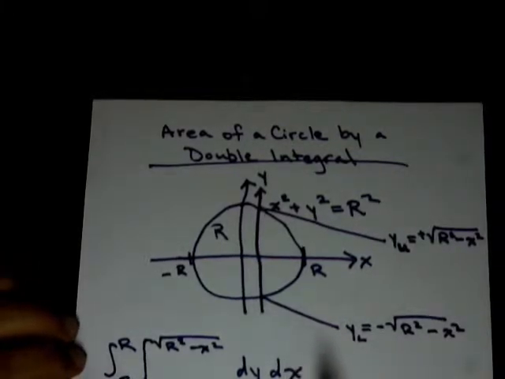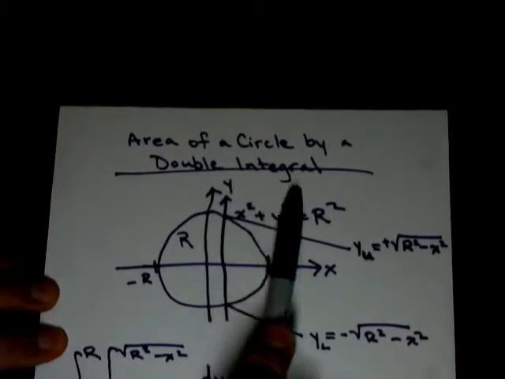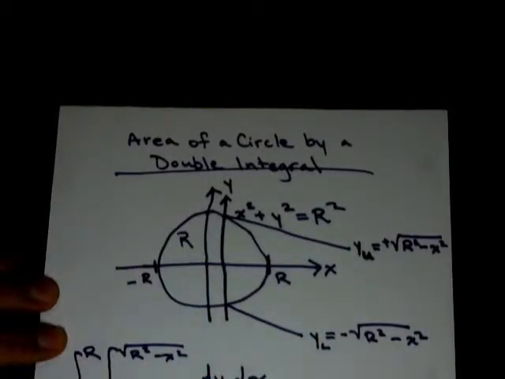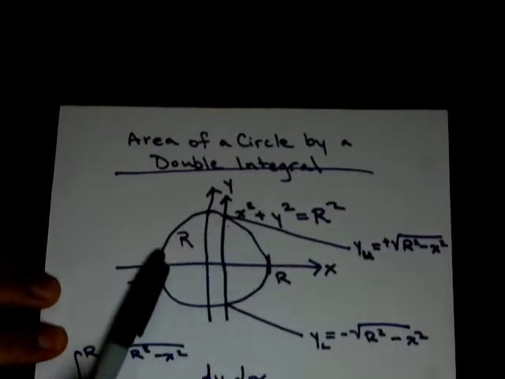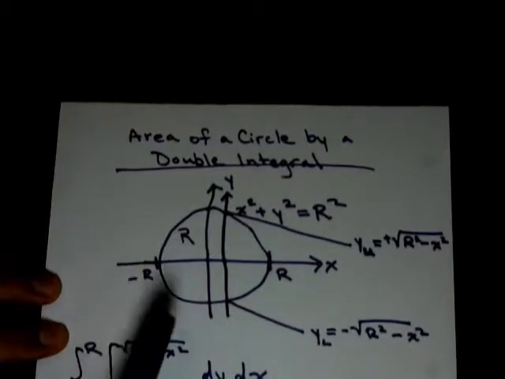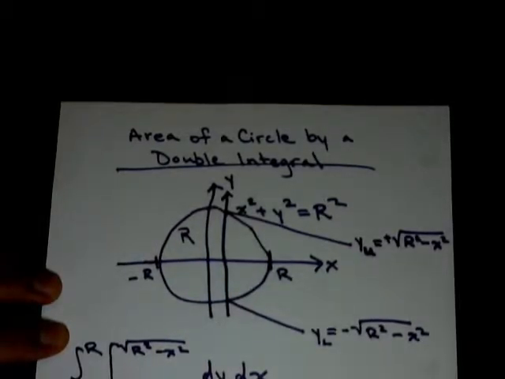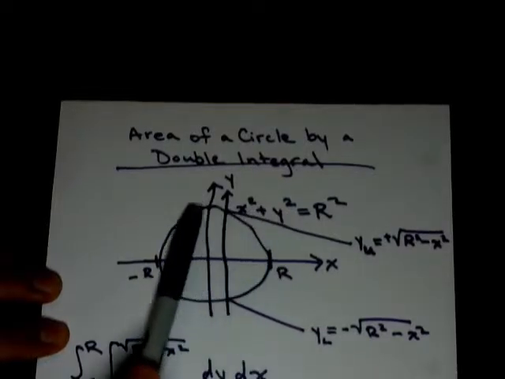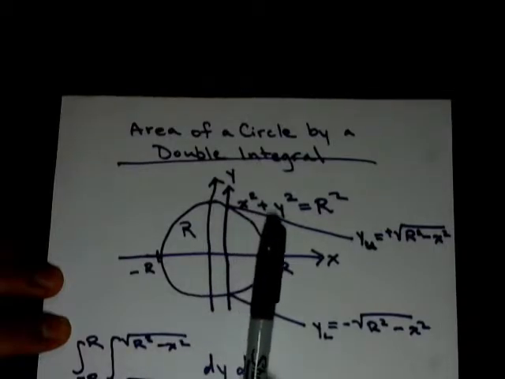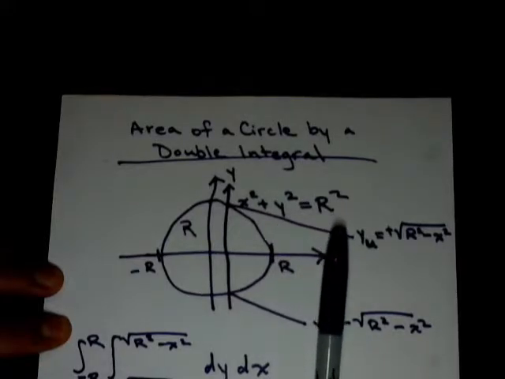In this example, I'm going to be showing how to calculate the area of a circle with the double integral. The first step is to make a quick sketch of your graph and draw your region of integration, which in this example is the circle. The second step is you need to label the boundary of your curves. So our curve is bounded by this equation of a circle, which is x squared plus y squared equals r squared.